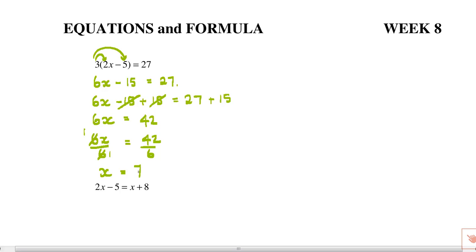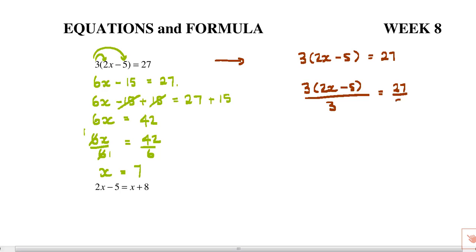Now if we had done it the other way and begun with, and I'll do this over here, if we have 3 outside of 2x minus 5 is equal to 27, we could have undone the multiply by 3 by dividing both sides by 3 first. So those 3's would have cancelled out there. We would have had 2x minus 5 is equal to 9.